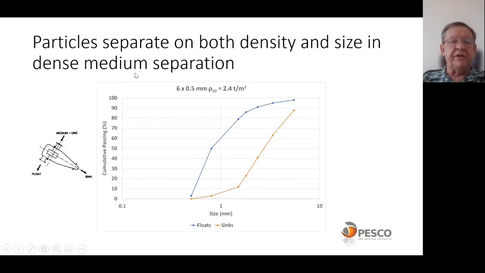Now, it's very important to note that particles separate on both density and size in dense medium separation. This is the result of a recent test we did. So it's a single stage. The size range was 6.5 millimeter, and the cut density was 2.4. The sinks is the orange line, the floats is the blue line. So you can see the sinks at about 5% -1, whereas the floats had about 60% -1. And the size effect actually had a major impact on your grade of the floats, because in this case we were targeting petalite. So you can see there's a massive effect on size.